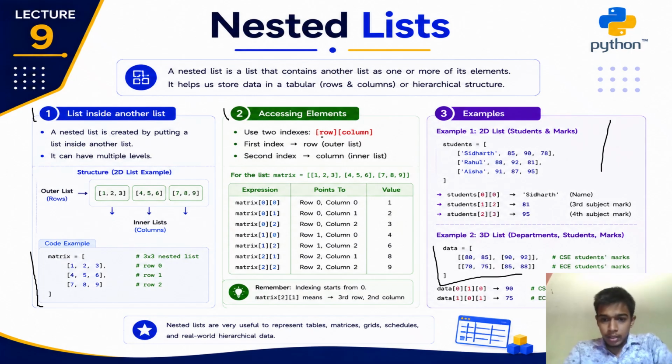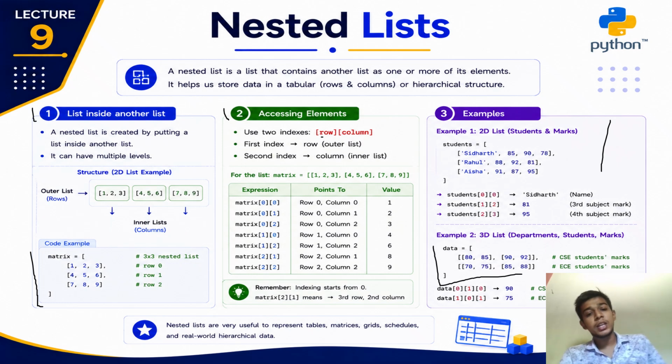You don't have to think too much about this, it is not that important right now in the basics, just have a look. Like data 0 1 0 will give output 90 and data 1 0 1 will give output 75. Although 3D lists are less common for beginners, it's good to know that Python allows multiple levels of nesting.